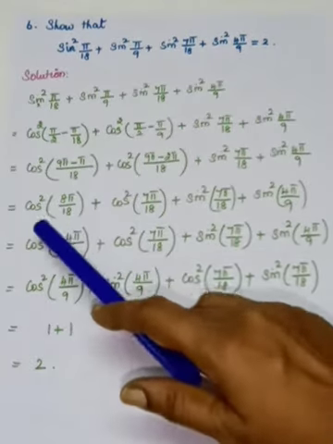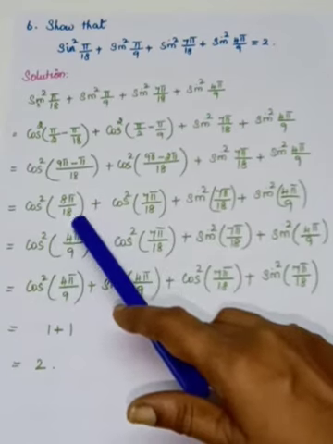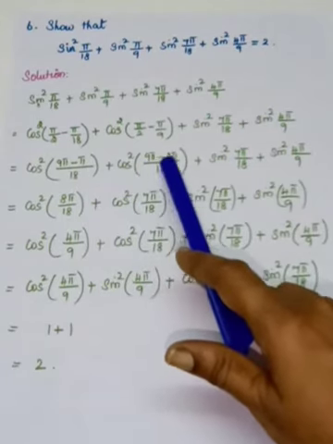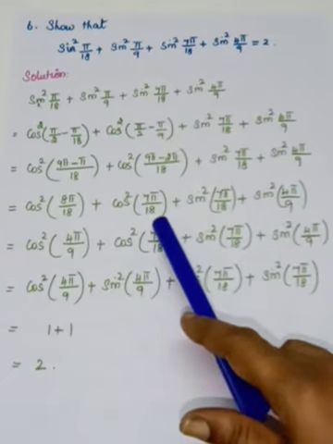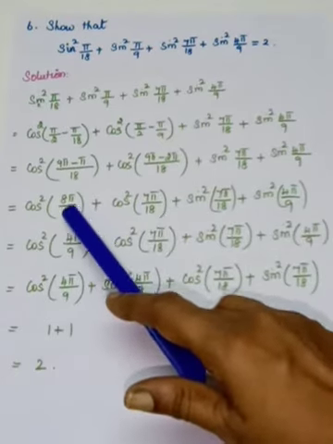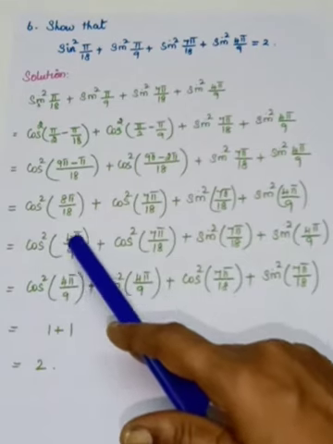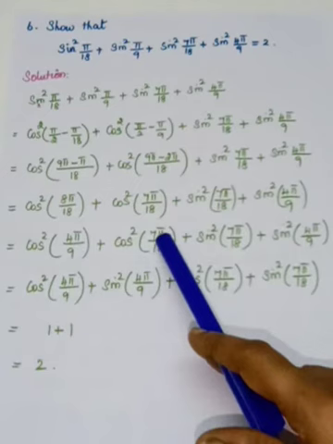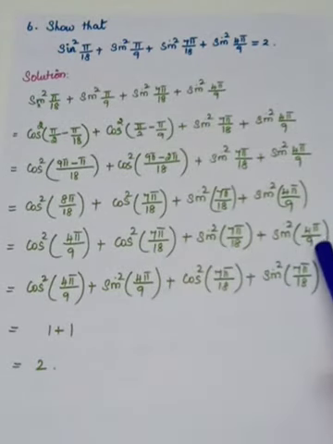So first term is cos squared 9 pi minus pi, that is 8 pi by 18, plus cos squared 9 pi minus 2 pi, that is 7 pi by 18. Okay, is it clear? So when you divide it by 2, what is this? 4 pi by 9. For cos squared 4 pi by 9 plus cos squared 7 pi by 18 plus sin squared 7 pi by 18 plus sin squared 4 pi by 9.